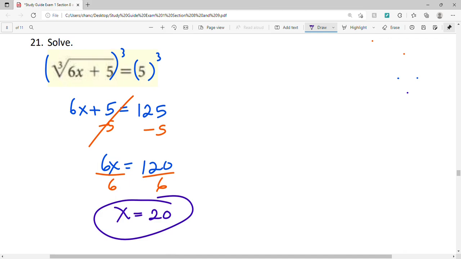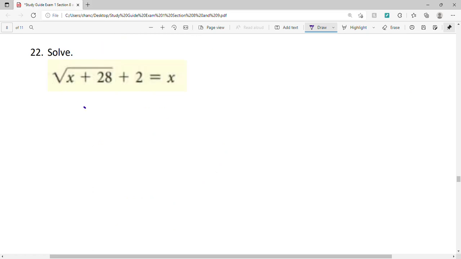Now, since we cubed both sides, we don't have to check our work, but we could if we wanted to make sure we're right. So take some time and check x equals 20 is a good solution. Plug it into the original and make sure both sides of the original equation are true.